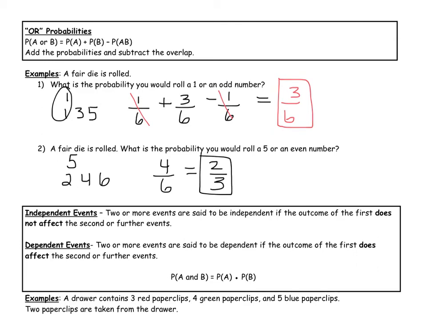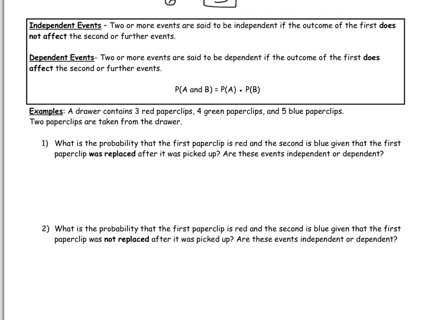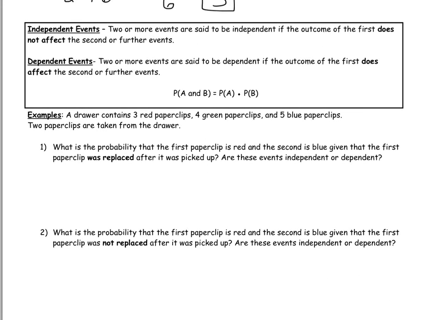Okay, now I'd like to discuss independent events versus dependent events. Two or more events are said to be independent if the outcome of the first does not affect the second or future events. Two or more events are said to be dependent if the outcome of the first does affect the second or future events. So here's the formula that we're going to use. If I want to find the probability of two things, event A and B, all I'd have to do is multiply their probabilities together.